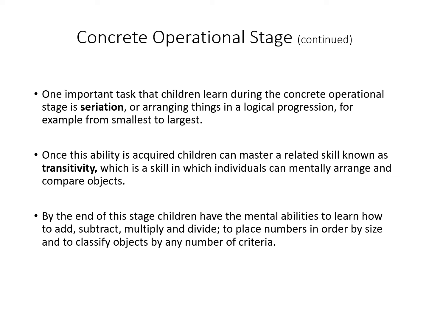This has to do somewhat with the idea that preoperational children lack the idea of reversibility. They can't go backwards, C equals B equals A. But sometime around 4th or 5th grade, that clicks in and children are able to reason that through, particularly with manipulatives. By the end of this stage, children have the mental abilities to learn how to add, subtract, multiply, and divide, place numbers in order by size, and to classify objects by any number of criteria.